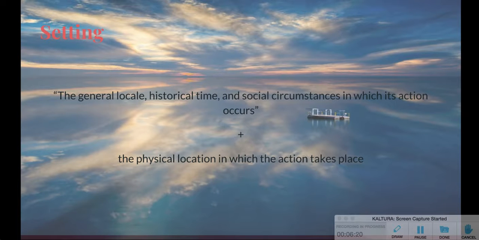The setting in a work of fiction is, quote, the general locale, historical time, and social circumstances in which its action occurs. It's also the physical location in which the action takes place. Setting contributes to the plot and narration, as the associations of particular settings have an impact on how characters behave, how they react, and how the action itself unfolds. Sometimes the setting can even be seen as a character itself.